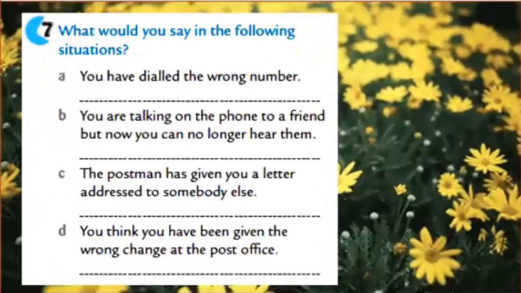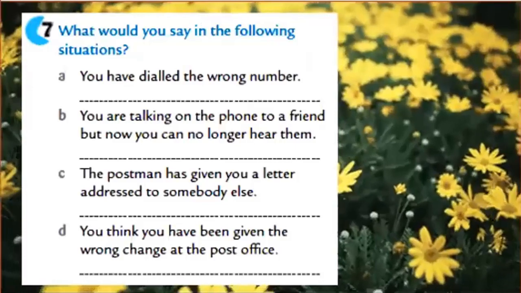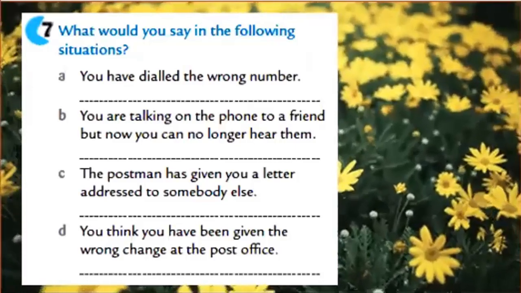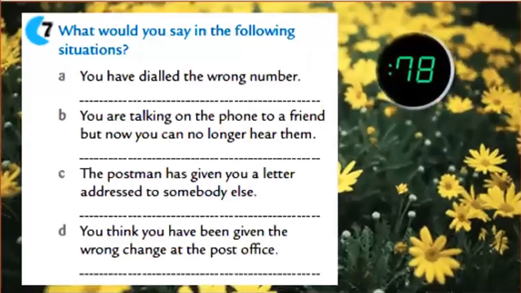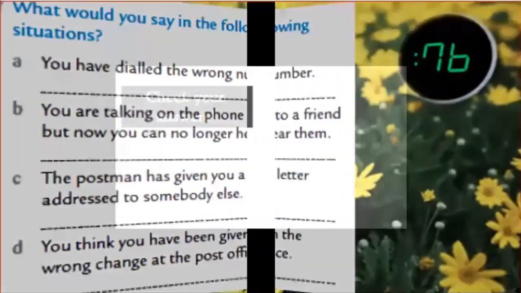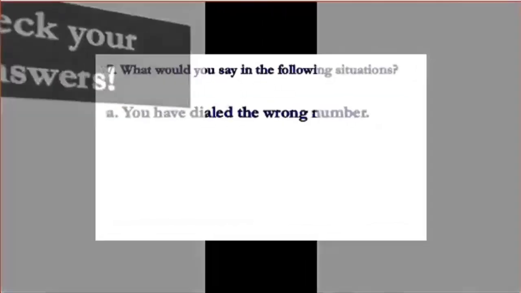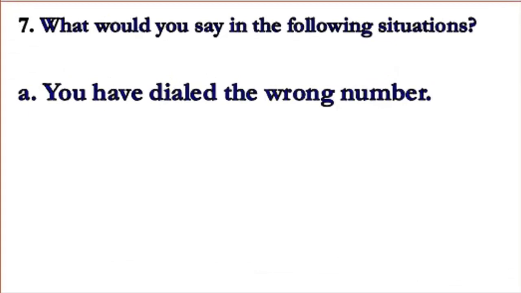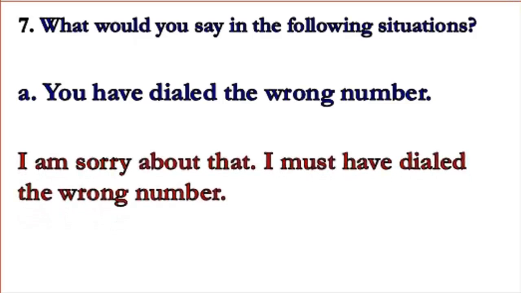And now, my dear students, exercise 7, what would you say in the following situations? I want all of you to think carefully and try to write the correct answer. A, you have dialed the wrong number. Yes, you can say, I'm sorry about that. I must have dialed the wrong number.